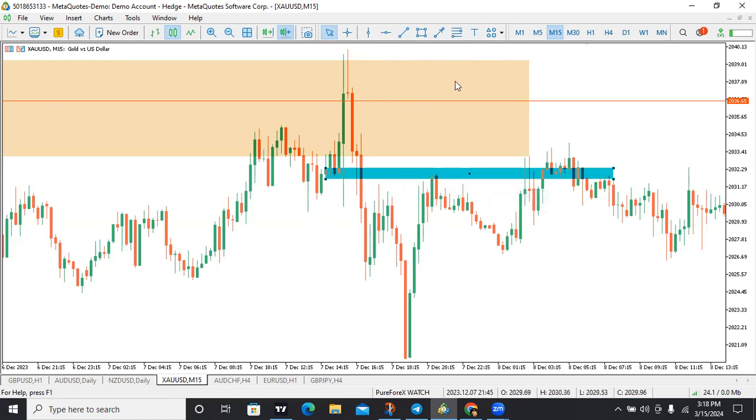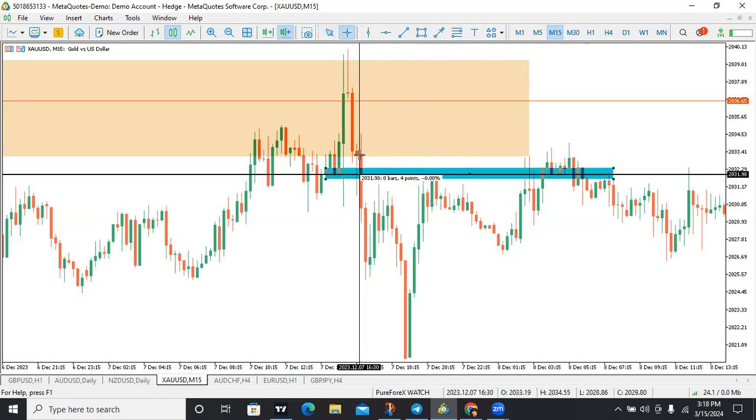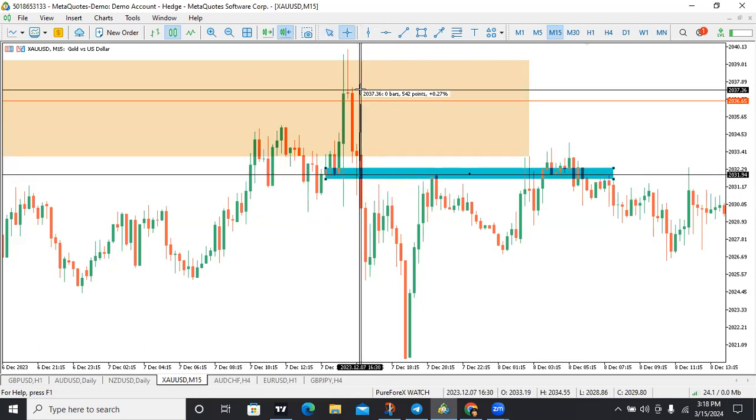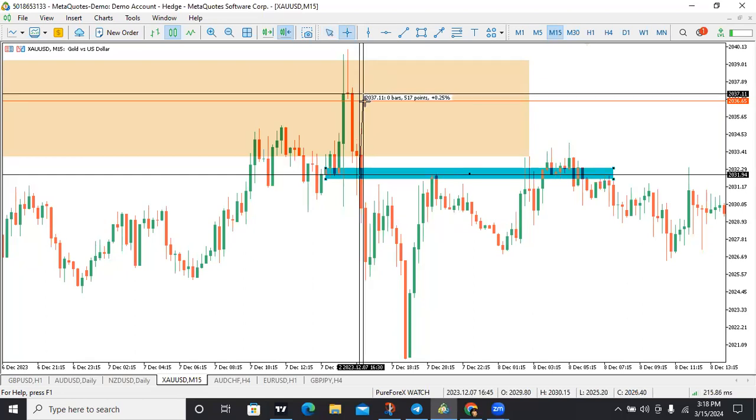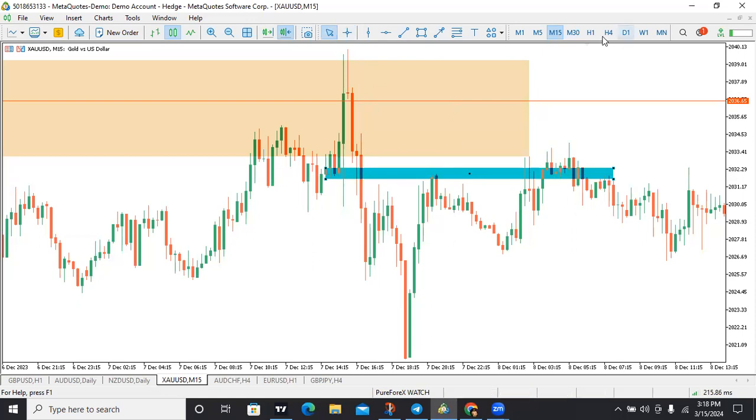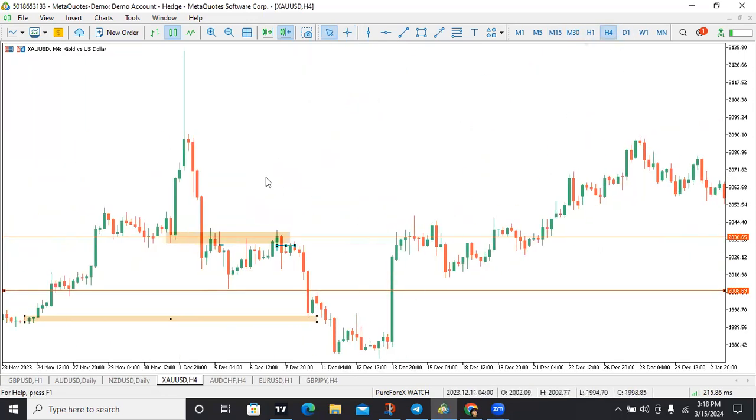So we find another setup here. Let's say we enter this one here again. When we put our stop loss above, this one is also 53 pips. Yeah, 53 pips also. Then we go to the overall target, which is here. So we also risk 53 pips and gain.